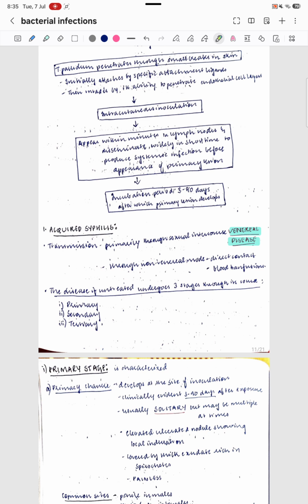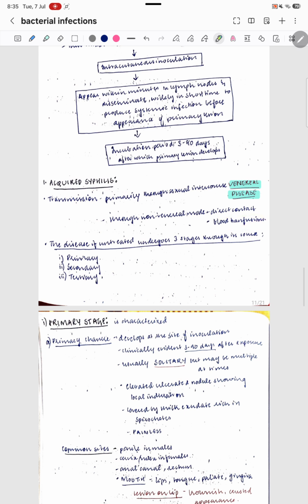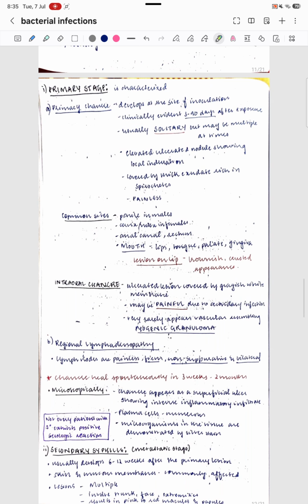Coming to acquired syphilis, it is primarily transmitted through venereal contact, and congenitally, also by direct contact and blood transfusion. If left untreated, the disease occurs in three stages: the primary stage, secondary stage and tertiary stage. So what is the first stage? That is the primary stage, which is characterized by a lesion developing at the site of inoculation, and clinically it takes 3 to 90 days after exposure to develop, and it is usually solitary.